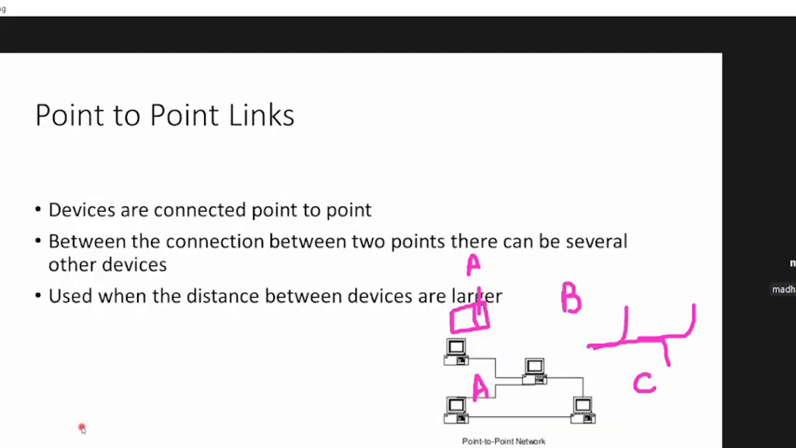Point-to-point links, right? So devices are connected point to point. Between the connection between 2 points, there can be several other devices used when the distance between the devices is larger, right? So for example, this is a point-to-point network, right? Now this is connected to this one. This one is connected to this one. These two are connected like that. There are connections, right?